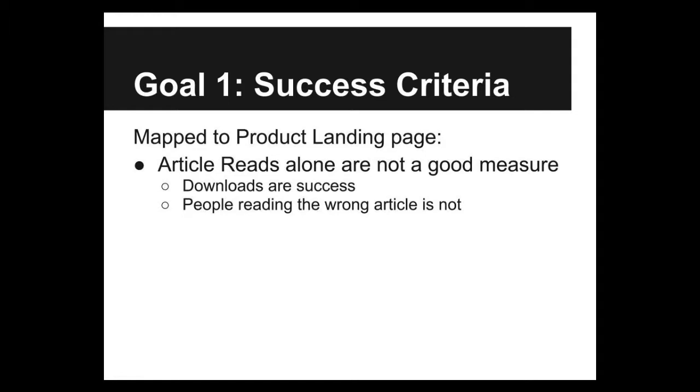But what this boils down to is that article reads alone are not a good measure, because downloads are a success, and people reading the wrong article is not success. They rate them actually lower than people who hit the right article. So you can't go just by article reads. You can't just go by the CTR, the click-through rate.